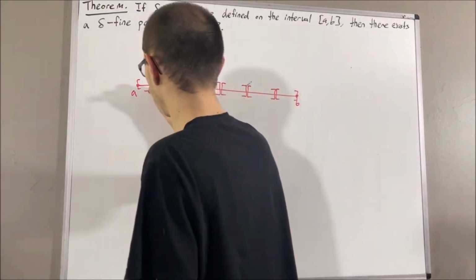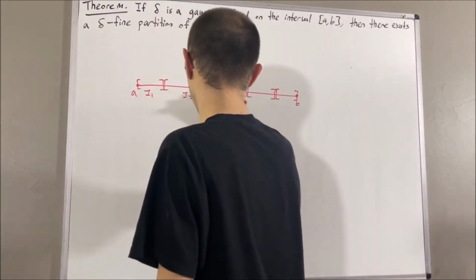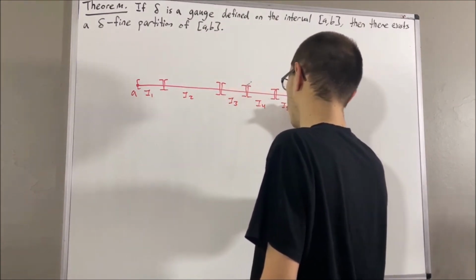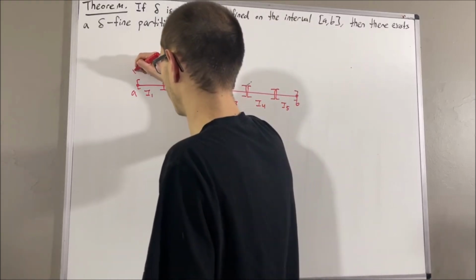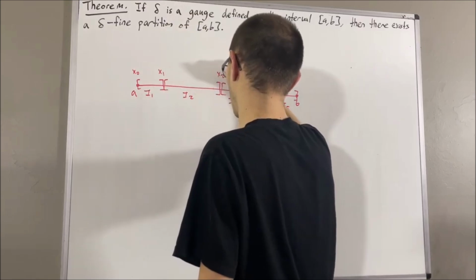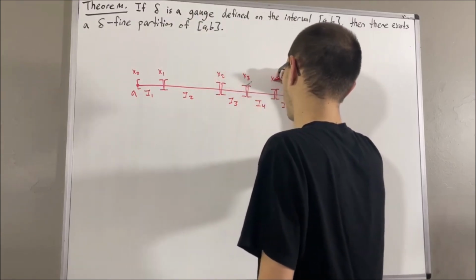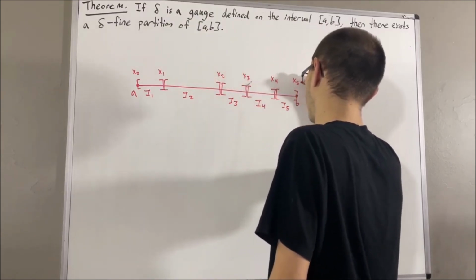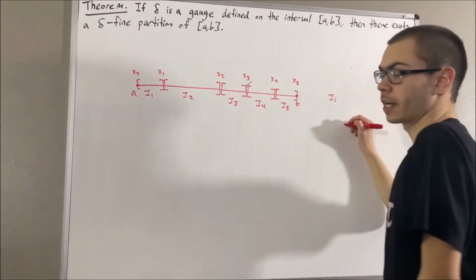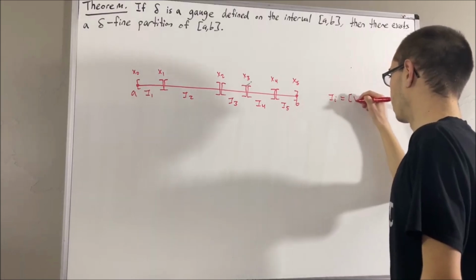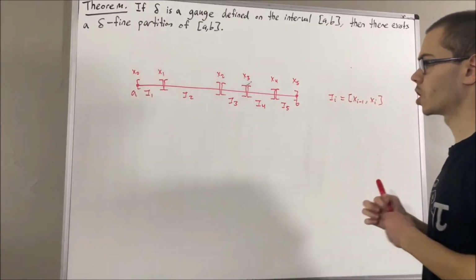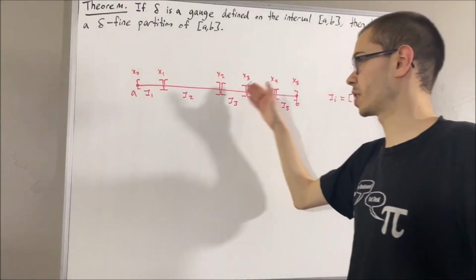And we could label them I1, I2, I3, and so on. And we may also label the endpoints of these intervals x0, x1, x2, and so on. So in that case, for each interval I, this is just the interval xi minus 1, comma xi. So that's essentially what a partition is.